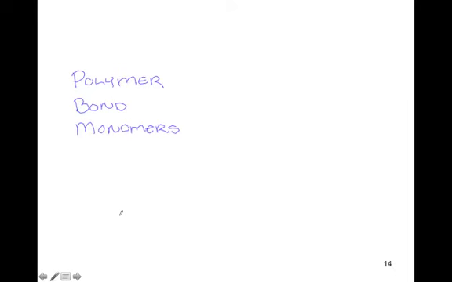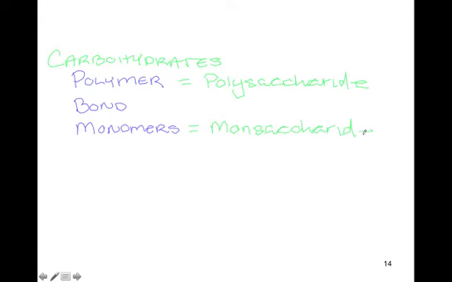So when we considered carbohydrates, the name of the polymer would be a polysaccharide. And the name of the monomer were monosaccharides. So this one's pretty simple. The bond that holds them together, remember, was the glycosidic linkage.